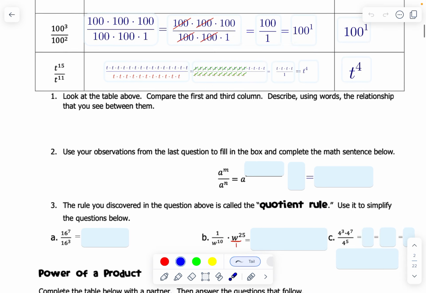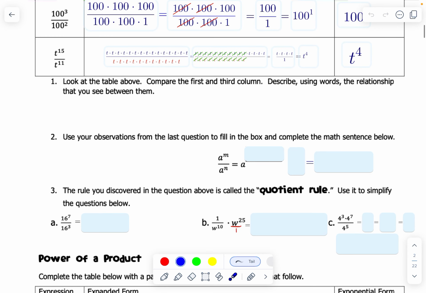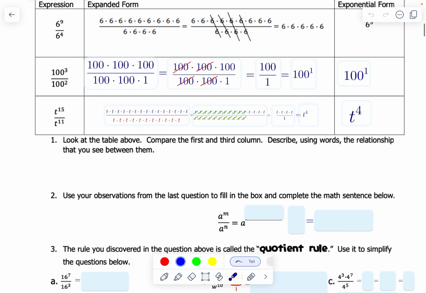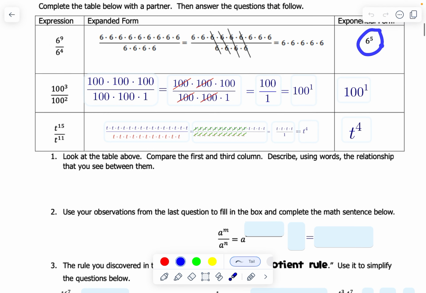Now take a moment, pause the video, and think to yourself, maybe write down, in your own words, how we would describe the pattern that we're seeing. How do I go from 6 to the 9th over 6 to the 4th and end up with 6 to the 5th? 100 to the 3rd divided by 100 to the 2nd leaves me with 100 to the 1st.